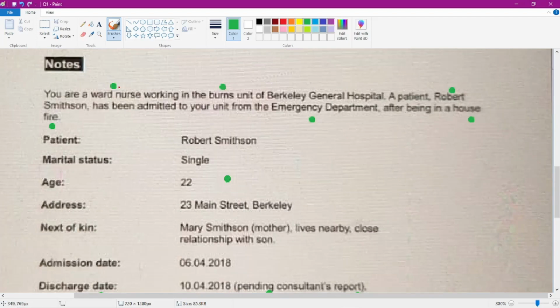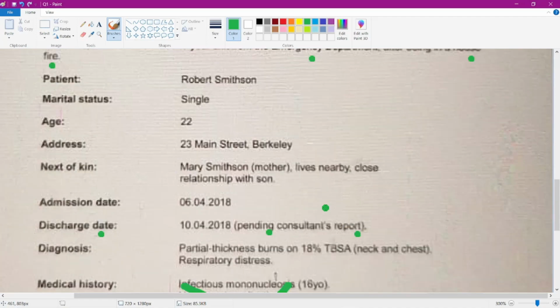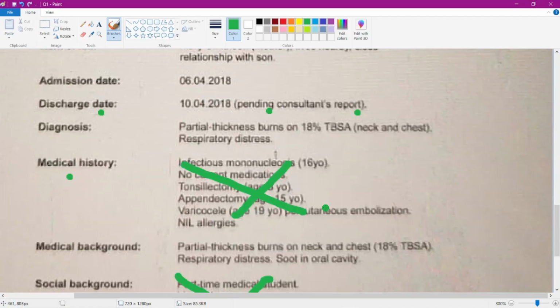RE, it's a fire case. Robert Smithson, single. So admission date has been given. Diagnosis is important. Partial thickness burns on neck and chest. Why have they used "on" over here? It's a body part, that's why the preposition "on" has been used.